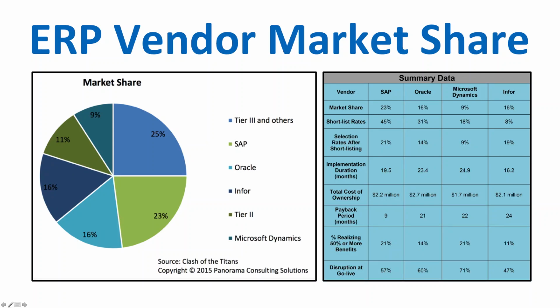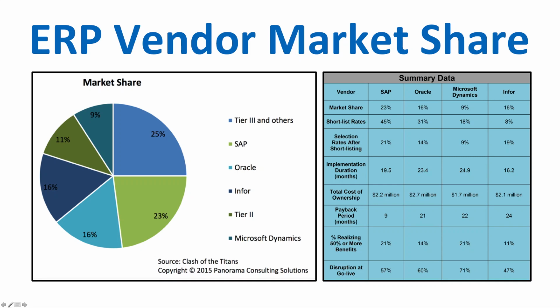So looking at the big tier 1 vendors, which is SAP, Oracle, Microsoft Dynamics and Infor, these percentages have changed somewhat in that Oracle's lost some market share and Infor has picked some up, and Microsoft Dynamics has lost some. This was going back to 2015, but the latest one's slightly different. But it gives you an idea of the percentages. So you can see that SAP is the market leader in the ERP space. It's shortlisted most often.